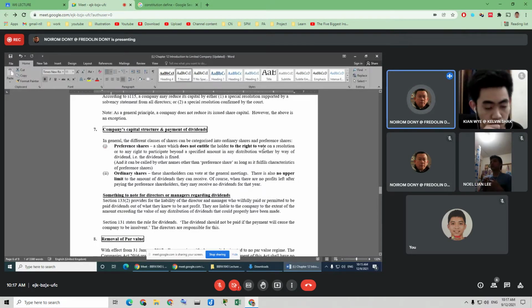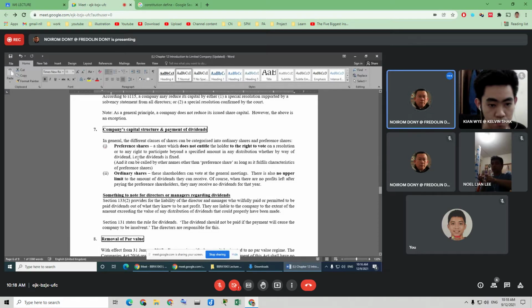So let's say the company needs to make a resolution. One example is they want to select the managing director. They need to do voting. Only ordinary shares can vote. Preference shares cannot vote, or have any right to participate beyond a specified amount in any distribution, whether by way of dividend.